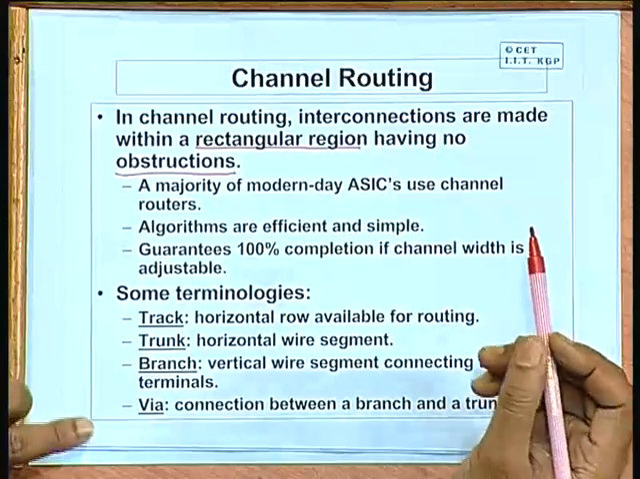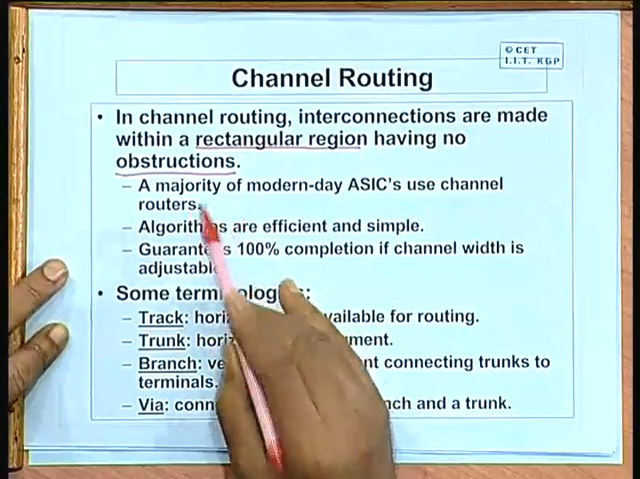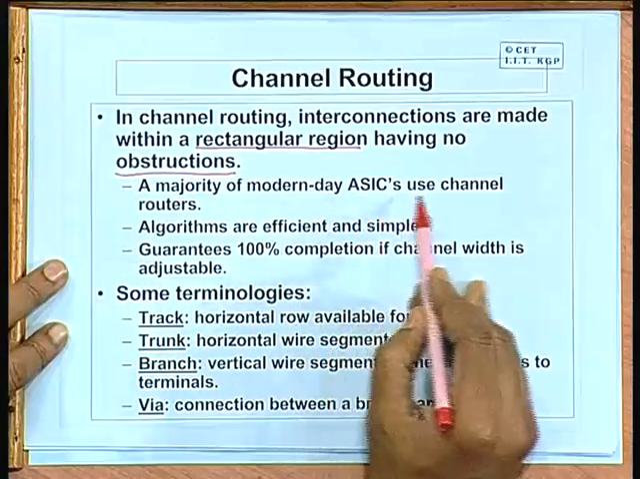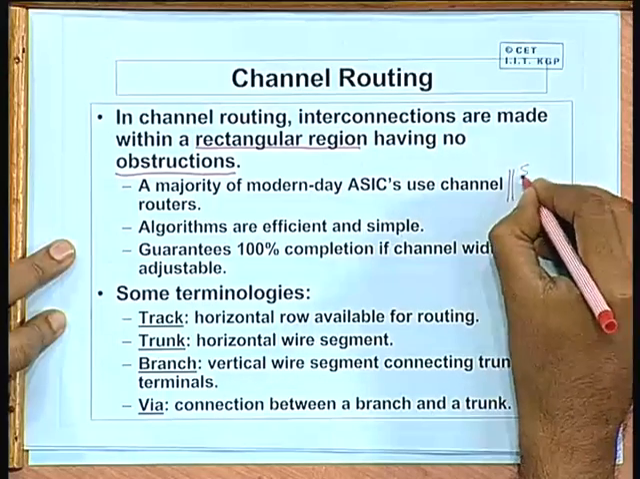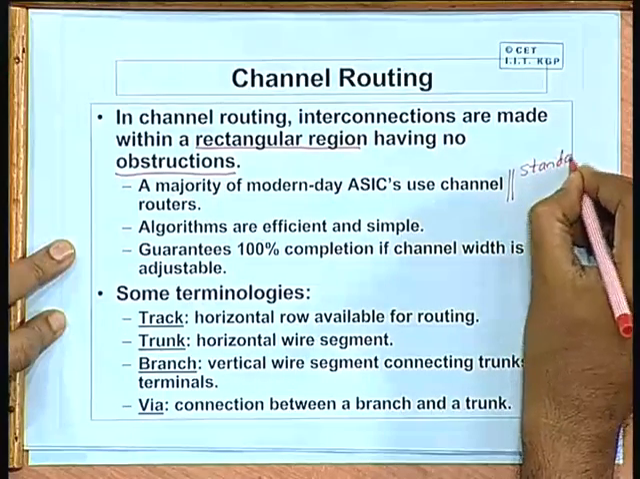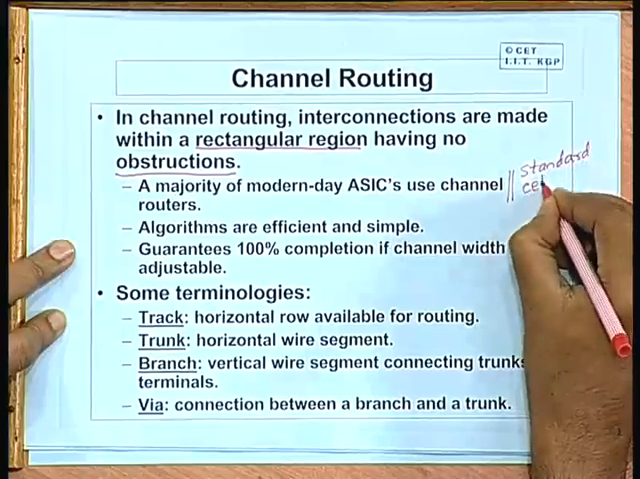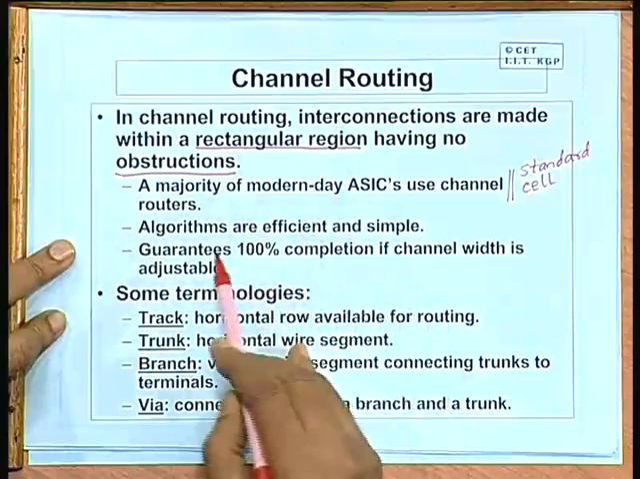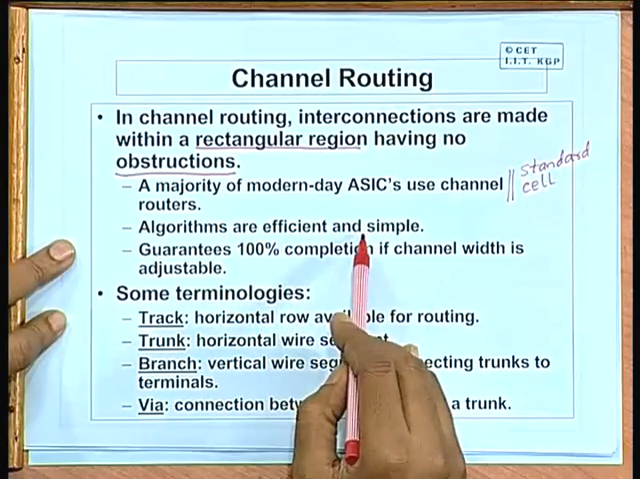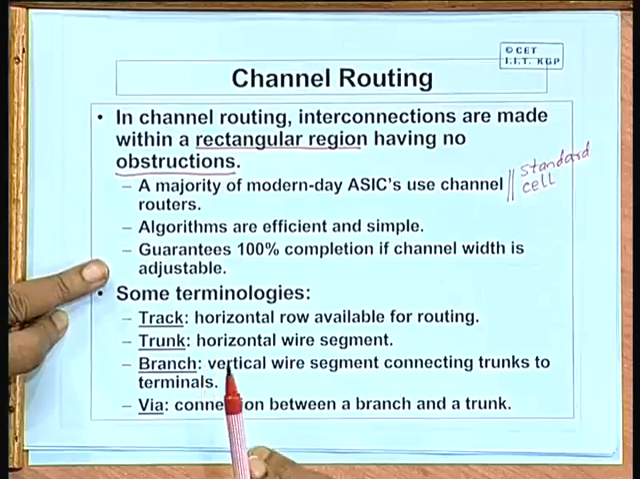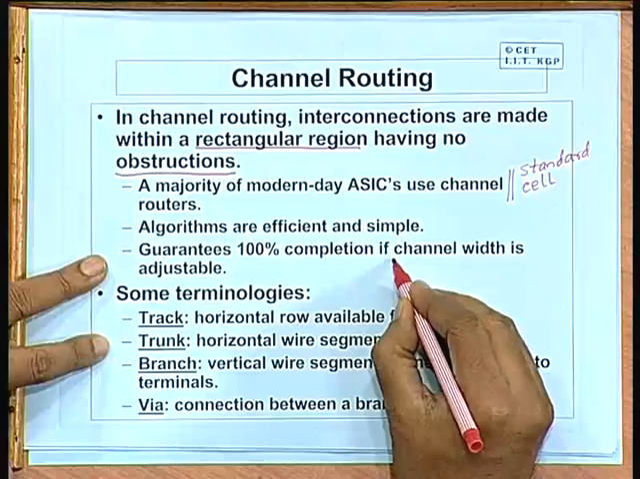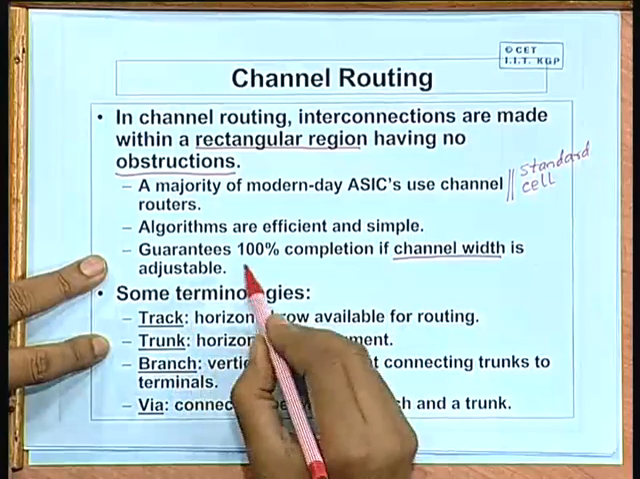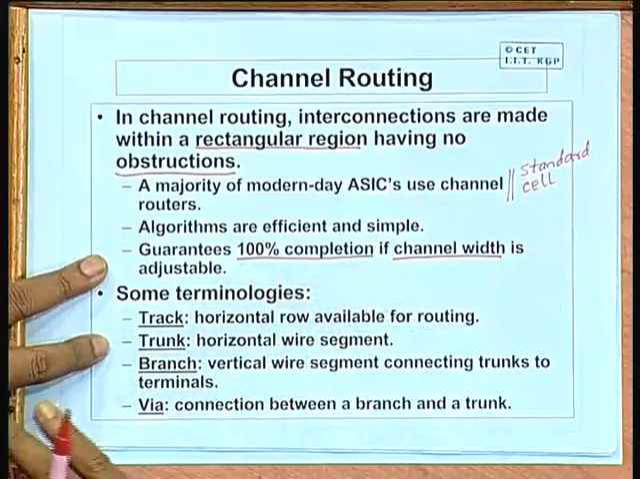Channel routing is important because most of the ASICs we design nowadays use a channel router, because most of them use this standard cell design style, and standard cells implicitly use channels. The algorithms for channel routing are efficient, and you will see that they are also not very difficult to implement. And the most important thing is that if you have a channel with flexible channel width, then 100% routing completion is guaranteed.